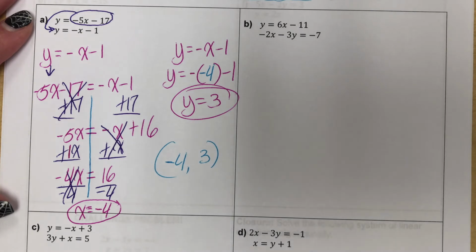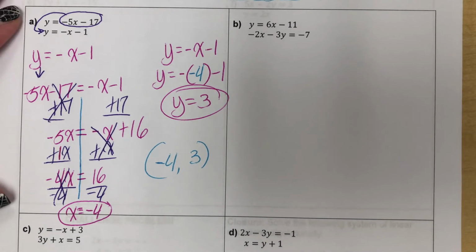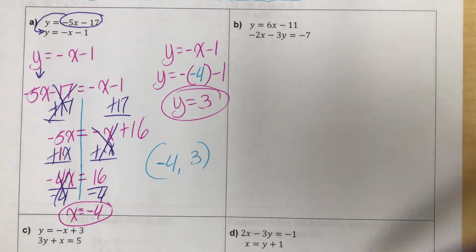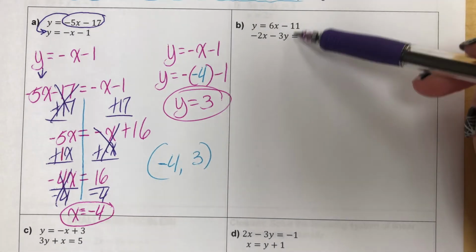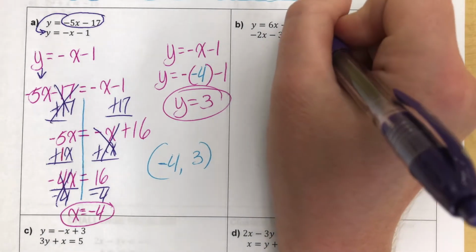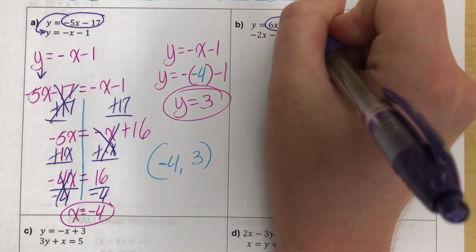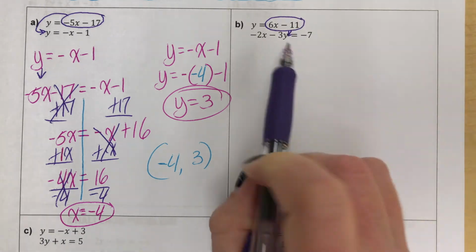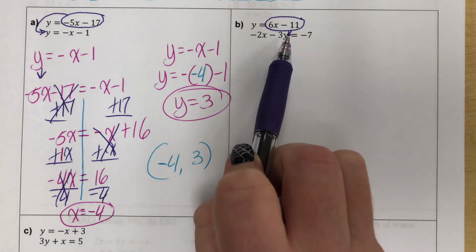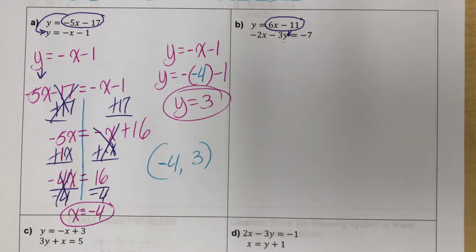All right, let's look at B. As I look at B, the first step is to make sure that I have a y equals or an x equals in one of these equations, and I do. It's in the first one. So here I go. I'm going to take what y equals, and I'm going to plug it in to my second equation. So anytime I see a y, I'm going to replace it with 6x minus 11.